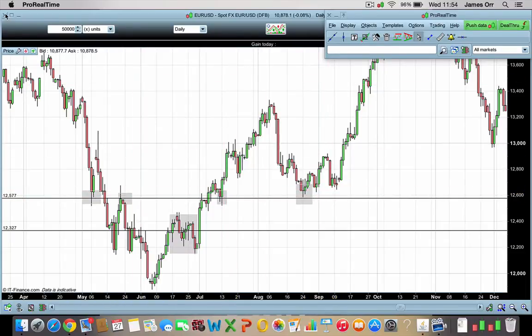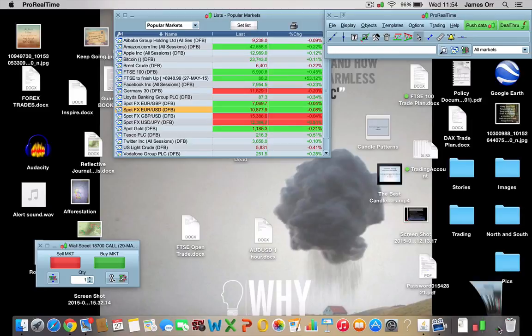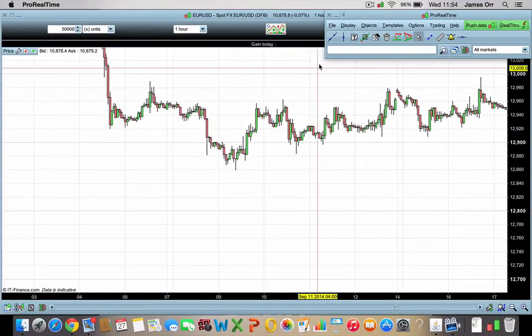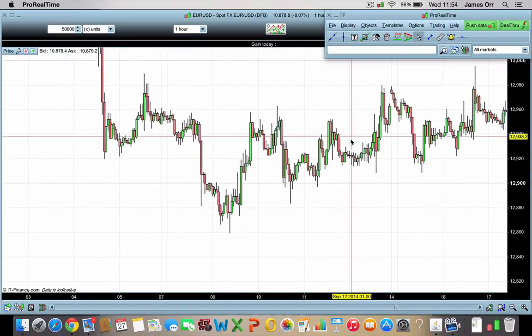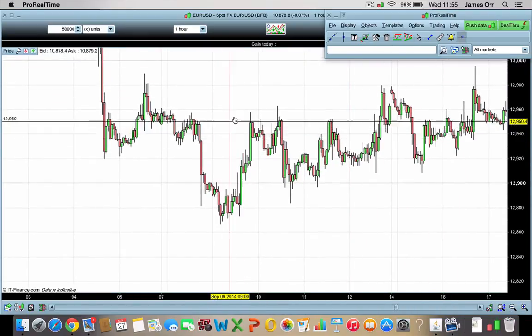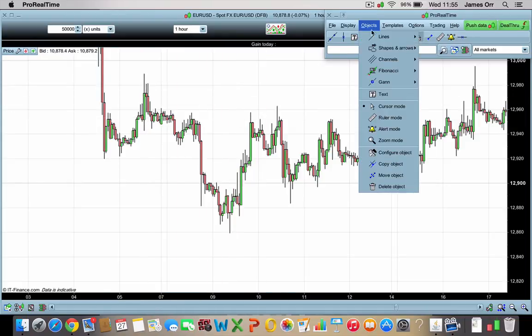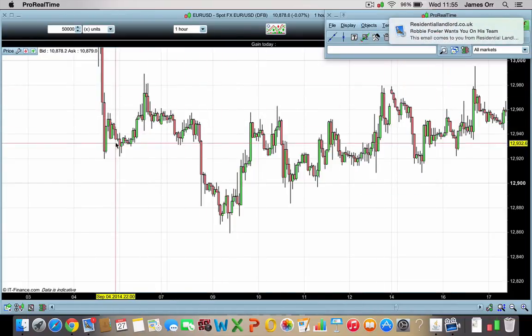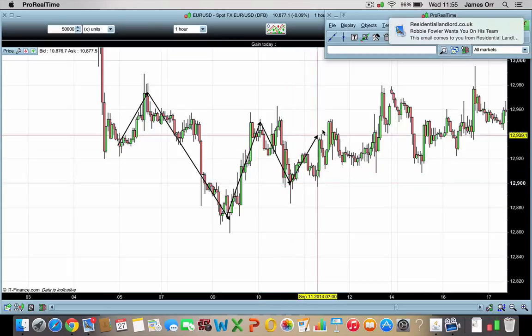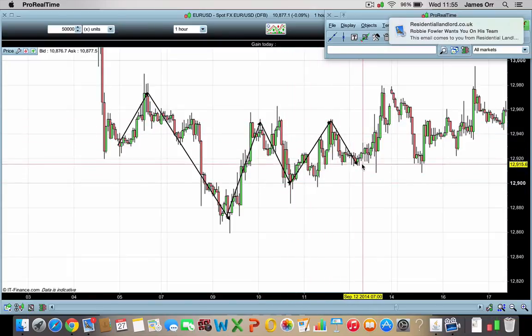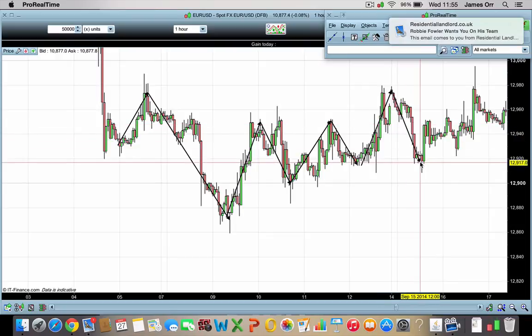If I drop down onto the hourly chart, this is still Euro US dollar. I just want to show you that it works on all time frames. So if we look here, you can see the market is moving up here, it's pushing down here, up here, down, up, down, and you can see it's moving in these triangles. This is how the market moves, up and down and up and down. It never just moves straight across.